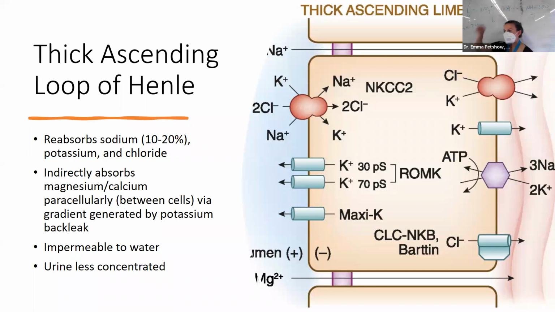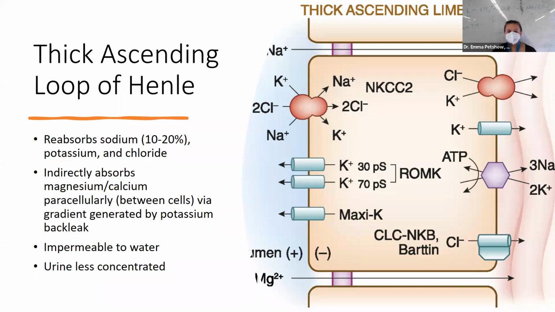Now we get to the thick ascending loop of Henle. Our thick ascending loop of Henle reabsorbs a decent amount of sodium here. So sodium reabsorption begins again. About 10 to 20% of sodium reabsorption occurs in the thick ascending loop of Henle. We also reabsorb potassium and chloride.